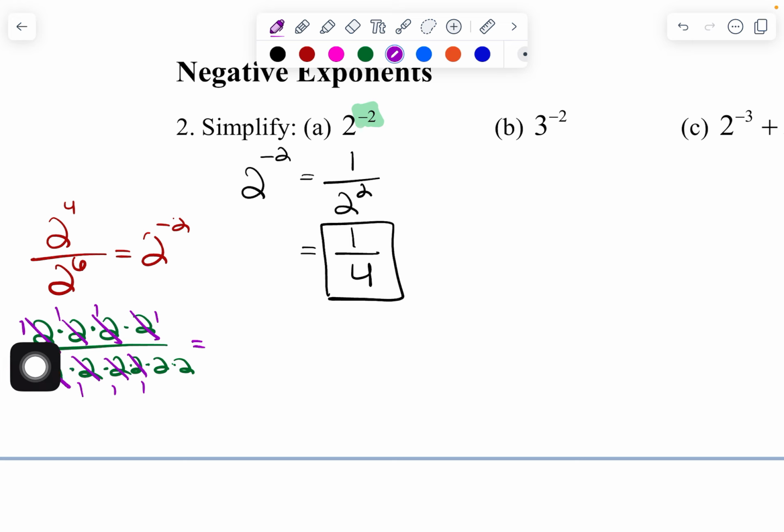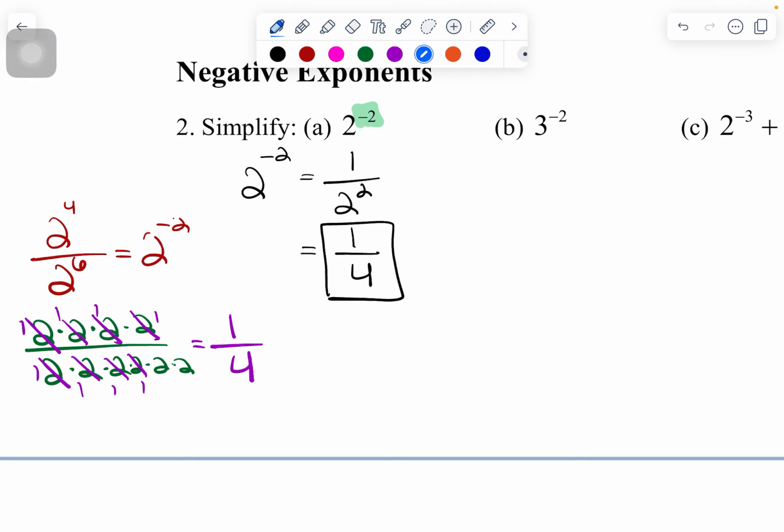And I can just multiply now straight across. In the numerator, I've just got 1 times 1 times 1 times 1, which is 1. And in the denominator, 1 times 1 times 1 times 1, all 1s, times 2 times 2, which is 1/4. So these are the exact same thing. Again, when you have negative exponents, you're going to move your base to make it positive. All right, so all of that explanation, let's get into part B here.